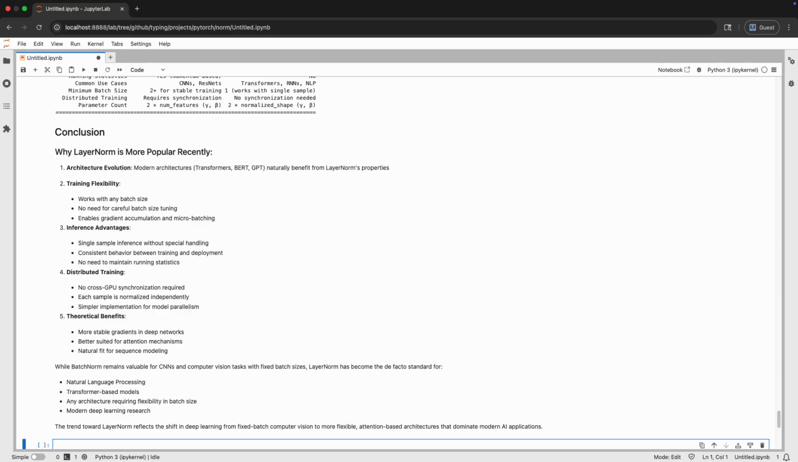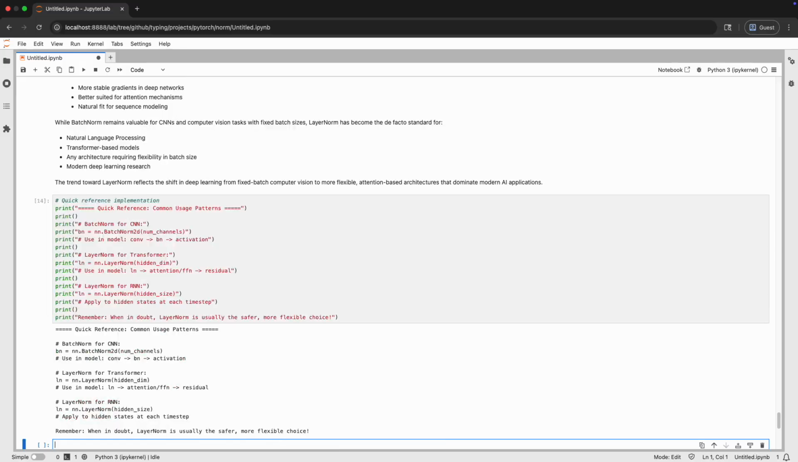And there you have it. Remember the key patterns. For CNNs, use BatchNorm2d after convolutions. For transformers, use LayerNorm with your hidden dimensions. For RNNs, apply LayerNorm to hidden states at each time step. And remember, when in doubt, LayerNorm is usually the safer, more flexible choice.